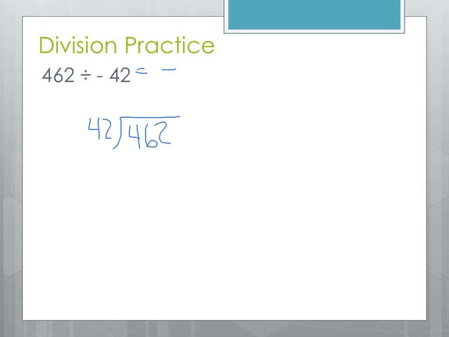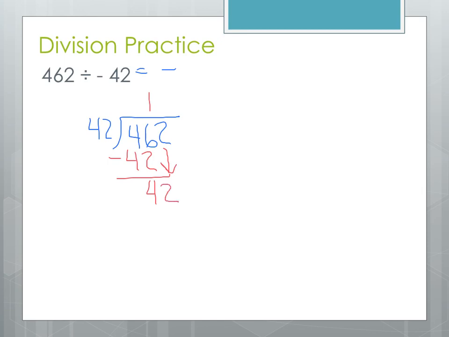Now, we start by looking at the first digit. Will 42 go into 4? No, it's much too big, so we're going to look at the second digit, 6. So 42 will go into 46, indeed. Goes in 1 time. Okay. 42 times 1 is 42. Okay. And we subtract and get 4. Next, we're going to bring down the 2.